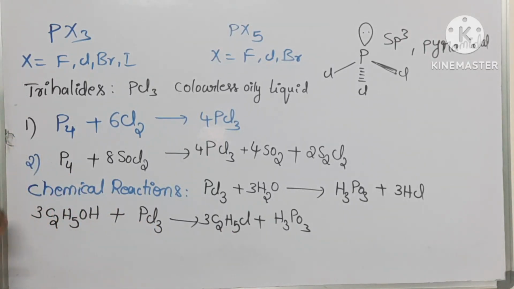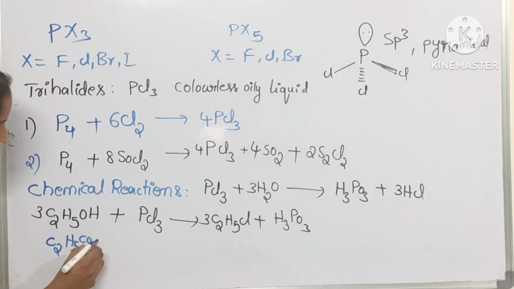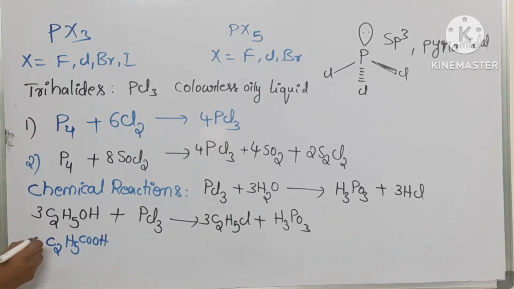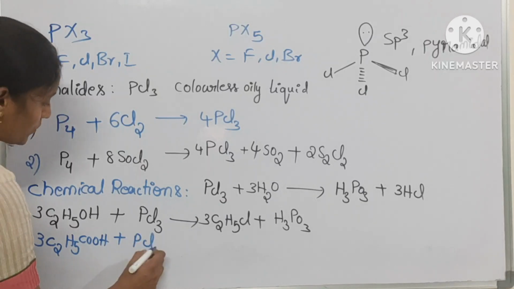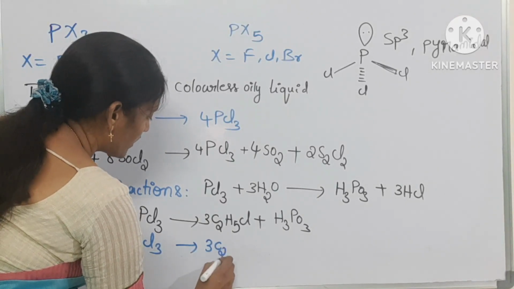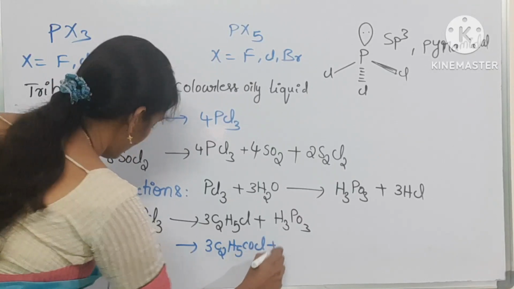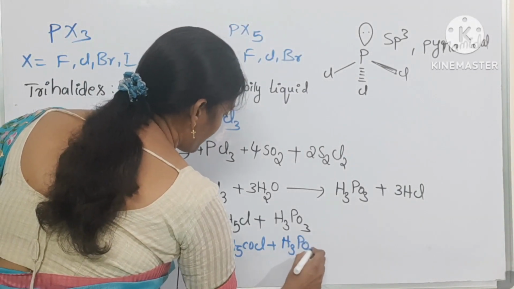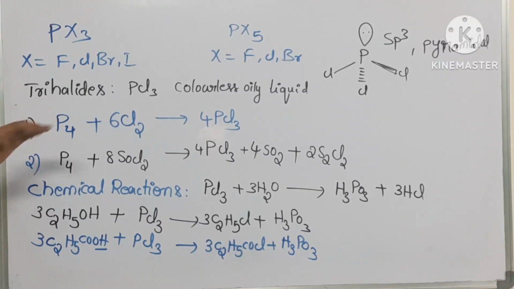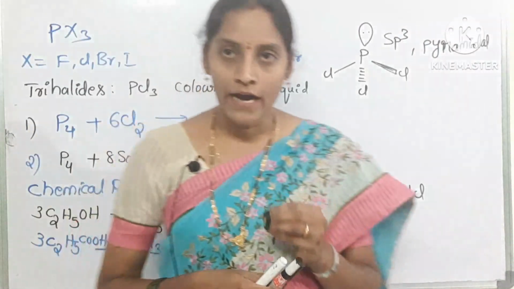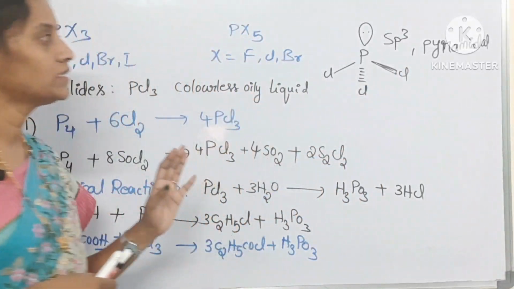will be formed. And the next reaction, acids also contain an OH group. If you take C2H5COOH, here it is also 3 moles, then it reacts with PCl3. The acid will give you 3 moles of acyl chloride, C2H5COCl. This OH will be removed, not this O. So remember, here also another product is H3PO3. These are the preparation methods and chemical reactions of phosphorus trichloride, and this is the structure, shape and hybridization.